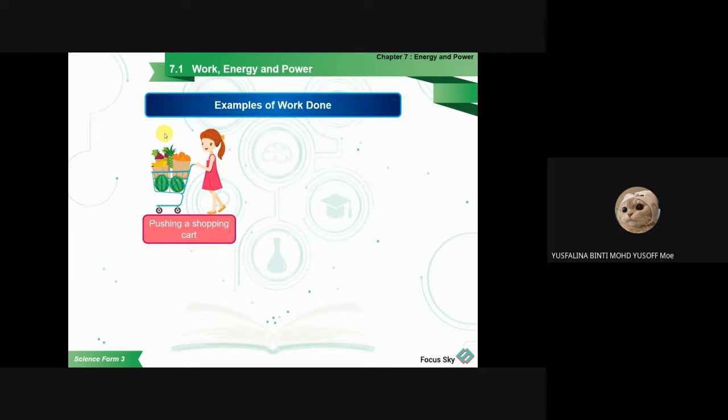Let's say you push a wall. Even if you push a wall as hard as you can, it will not move, so there is no work done because the wall is not moving. In order to say that work is done, there must be a distance for the object to move after you push it. When you push the shopping cart, it will move a certain distance. This is called work done.